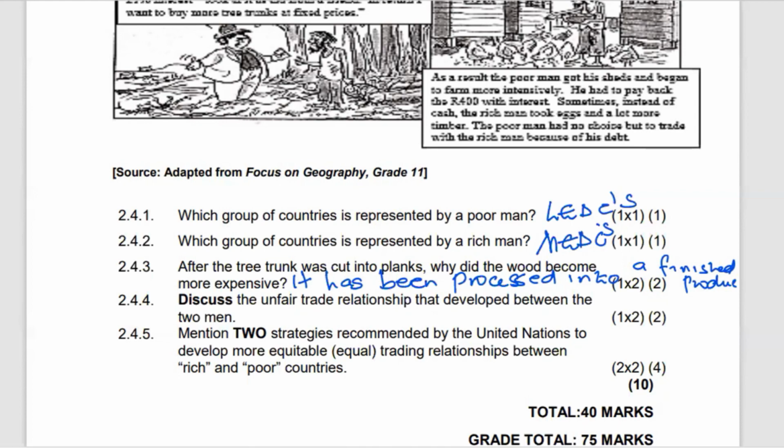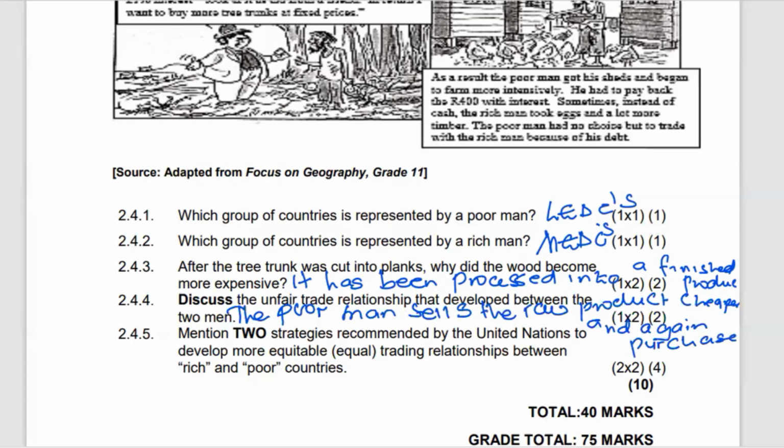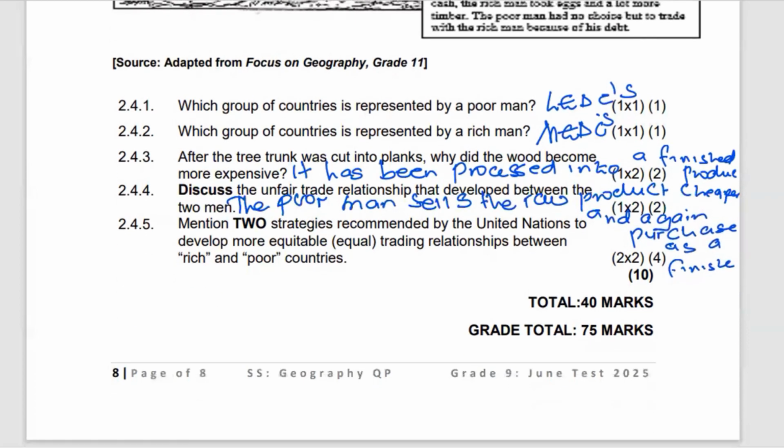Discuss the unfair trade relationship that developed between the two men. Okay, here the poor man sells the raw material cheaper and purchases it again as a finished product, which is expensive.